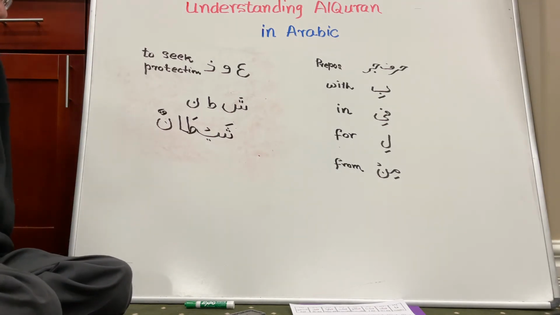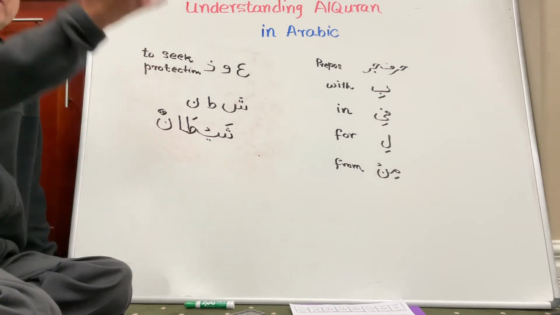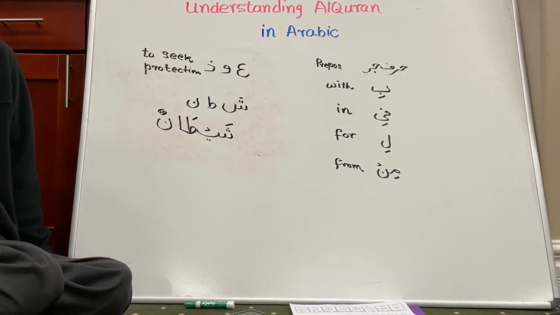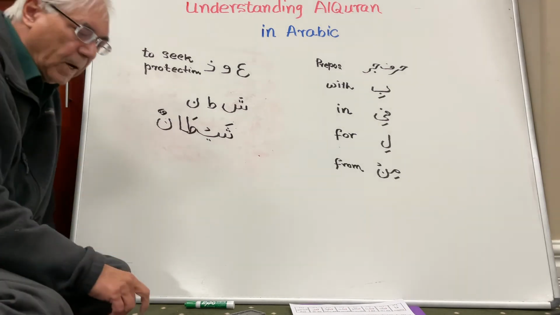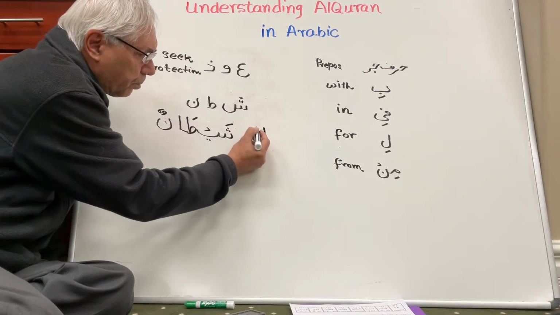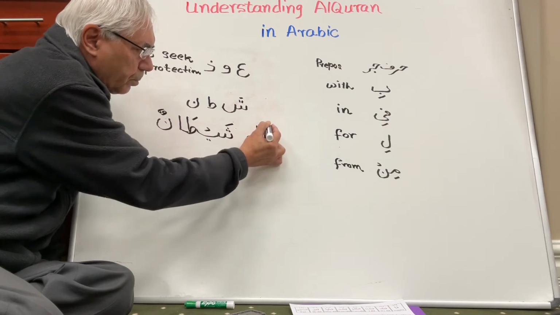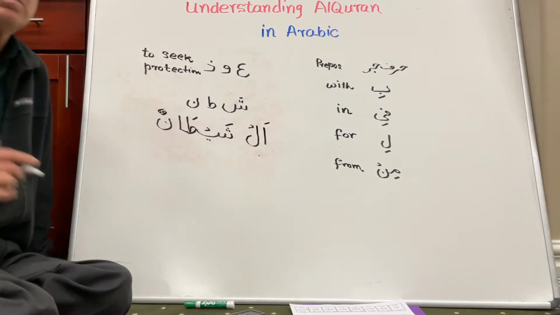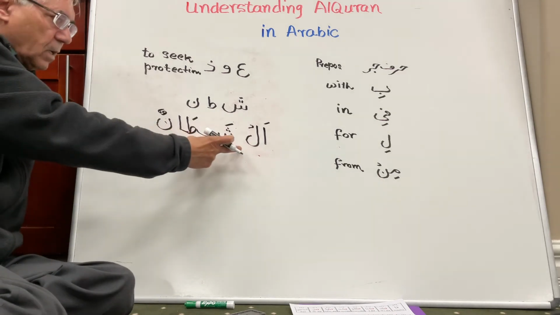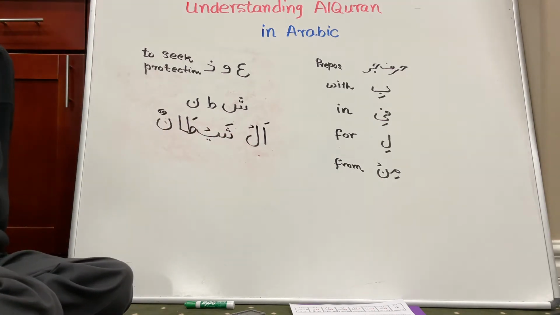Now, anybody can rebel. Anybody can be shaitan. A child can be a shaitan, because we say it all the time. But as soon as you put al before that, now this becomes a proper noun. Not anybody, but one unique, specific one. And this title is the title for Iblis.